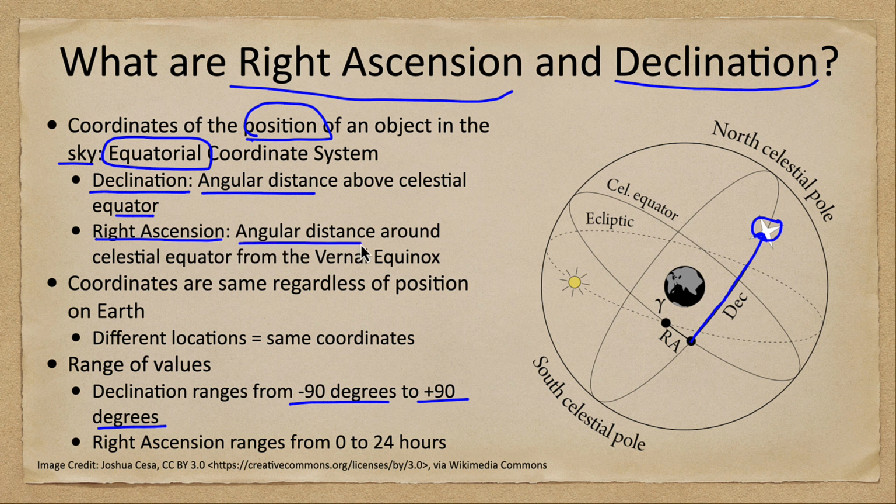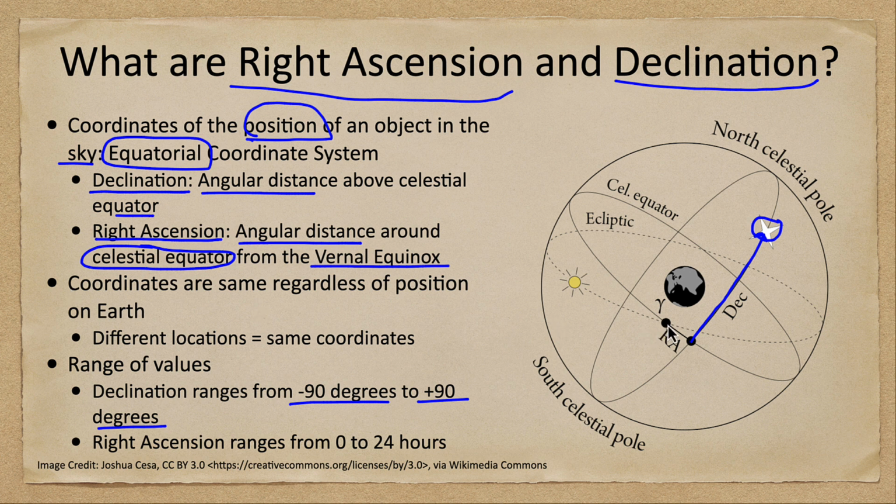Now, the right ascension is similar to the azimuth that we looked at previously. It is the angular distance around the celestial equator, starting with the vernal equinox. So you remember, we started with the north point on the horizon for the azimuth. Now we're measuring relative to the vernal equinox. We have to pick some point at which to measure from.